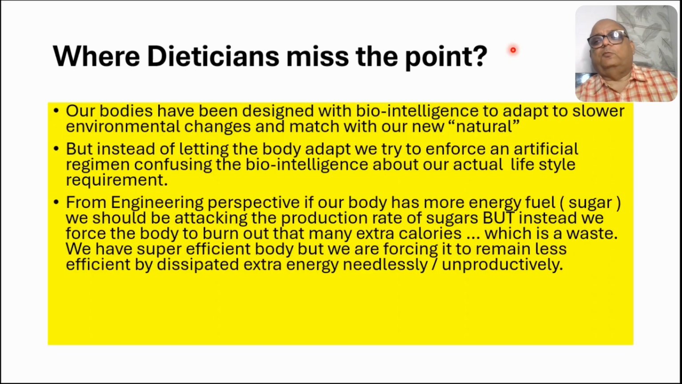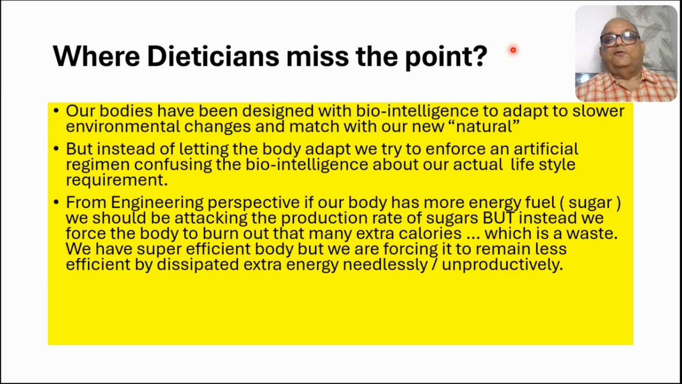From engineering perspective, if our body has more energy, where we should be attacking? We should be attacking at the production of sugar in the liver. But instead, we try to burn the excess sugar by burning the calories. And burning the calories for what? For wasteful use, non-productive use. Exercises are not productive use of calorie. The body is very energy efficient. It does not require that much energy. So we are artificially consuming that excess energy, and aiding to global warming, our own global warming inside the body, which is a waste.